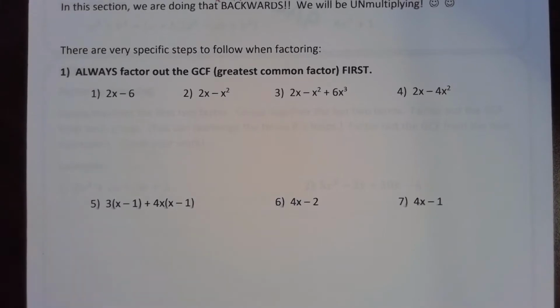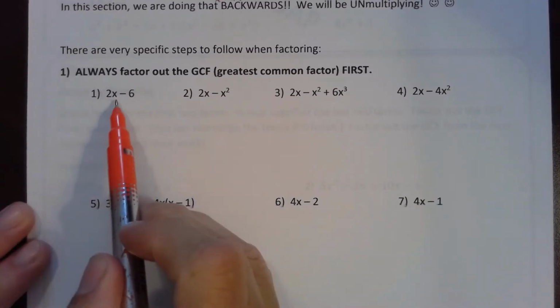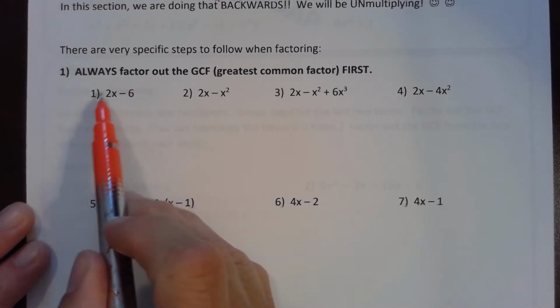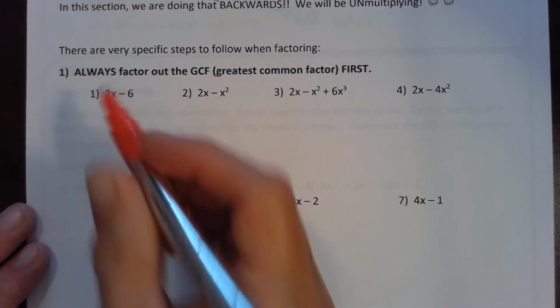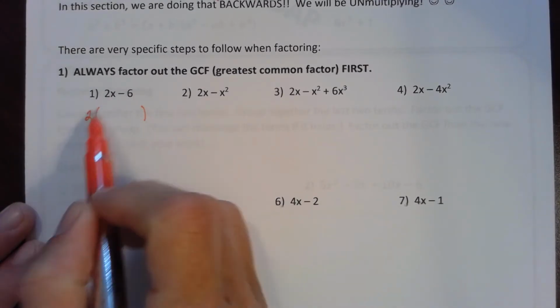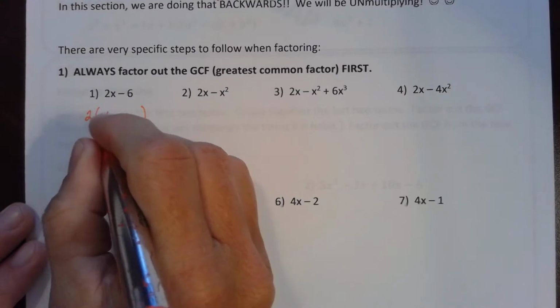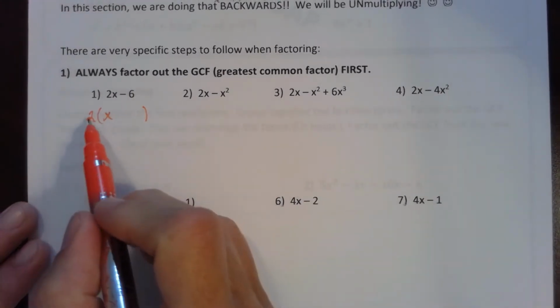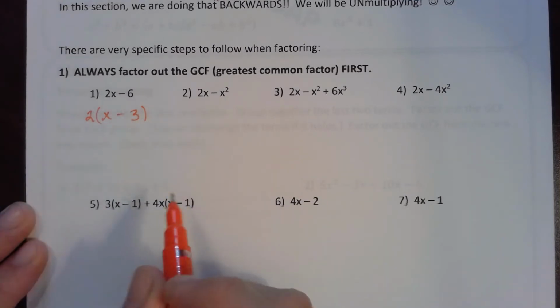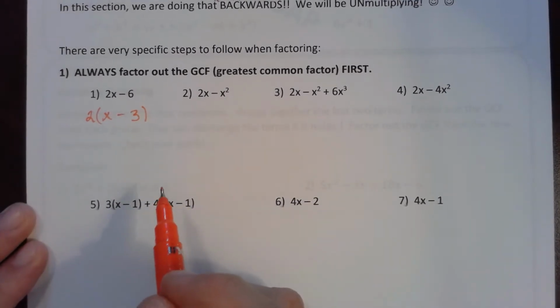The very first thing that you should always do is factor out the greatest common factor. Look at this first one. If you look at 2x and this negative 6, you can see that they both have a 2 in common. So we can factor a 2 out. Well, what did you multiply by 2 to get 2x? You multiplied by x. What did you multiply by 2 to get negative 6? You multiplied by negative 3. Now this is completely factored.